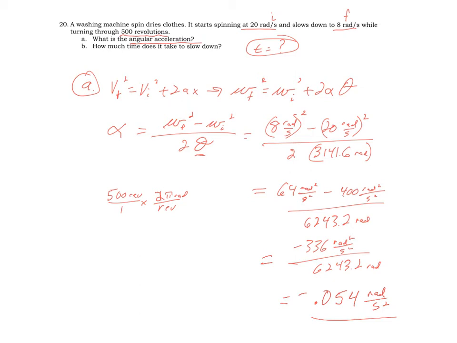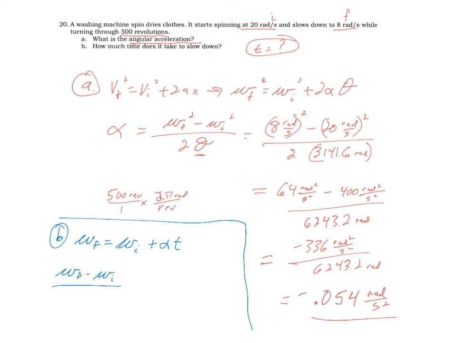I'm going to try to save a little space here. We'll do it right here. How much time does it take to slow down? Well, this is part B. Final angular velocity equals initial plus angular acceleration times time. This is going to be final minus initial divided by acceleration equals time.